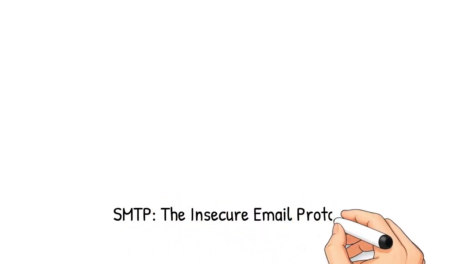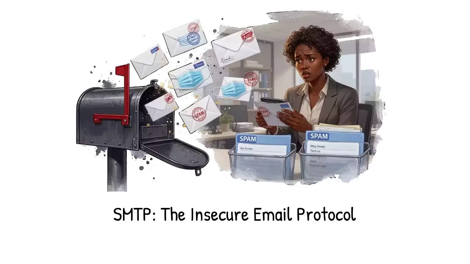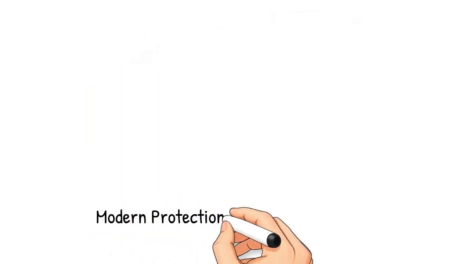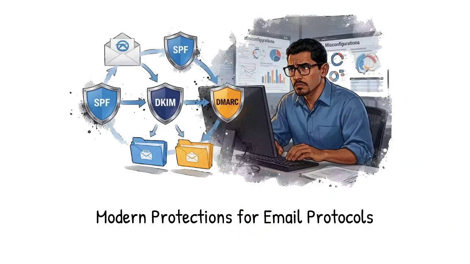SMTP is the protocol used to send emails, but here's the shocking truth. SMTP was never designed with security in mind. This is why email spoofing is easy, phishing is common, attackers can impersonate anyone. Modern email systems add layers like SPF, DKIM, and DMARC to secure SMTP, but many companies still misconfigure them.